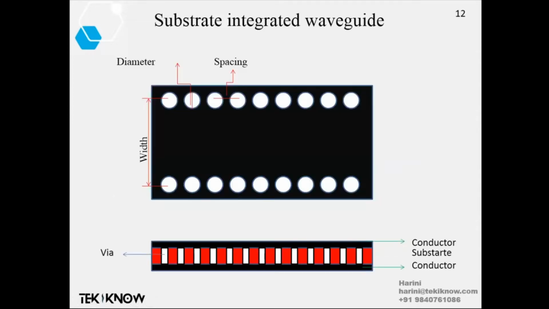And yeah, this is what an actual SIW is. This is a side view. See, this black colored one is a conductor. That is the ground. Ground means the bottom wall. And this black colored one is the top wall. These are the side walls on both sides.